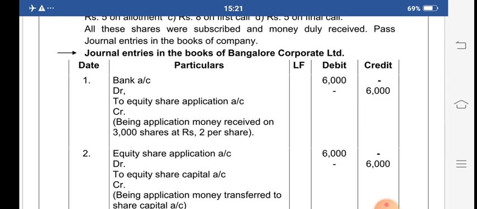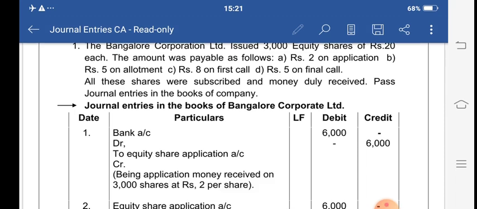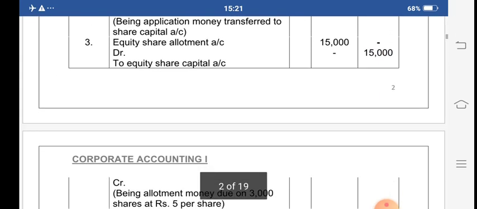Okay, now see, related to B, which is rupees 5 on allotment. For the allotment, entry 3: equity share allotment account debit rupees 15,000, to equity share capital account credit rupees 15,000. Being allotment money due on 3000 shares at rupees 5 per share.